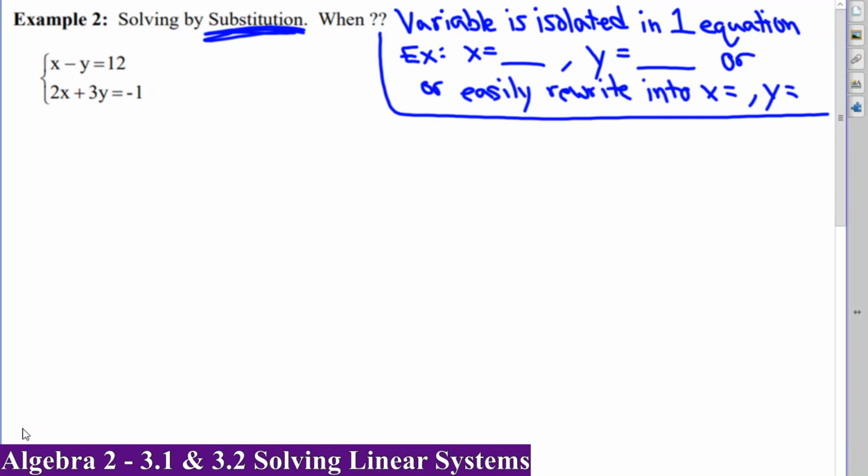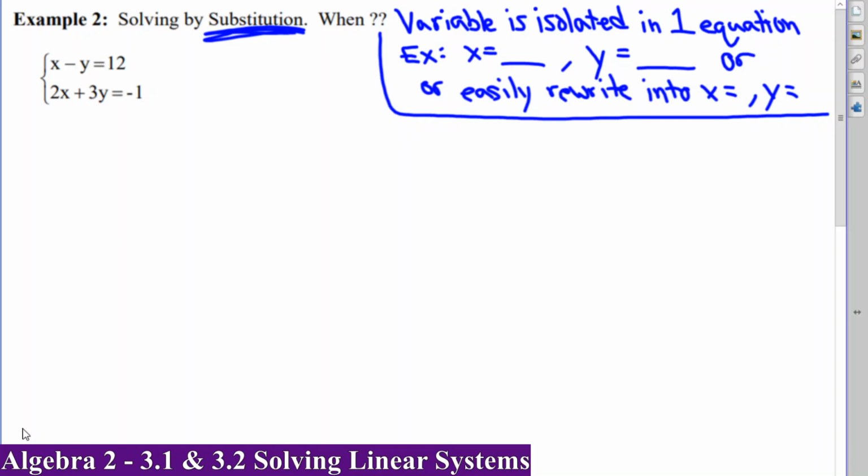The difference is with graphing, it's going to be a little bit more difficult to obtain precise answers, because some of them might intersect at points that are not integers. And that's where substitution and elimination come in, because we can find the exact answers every time.